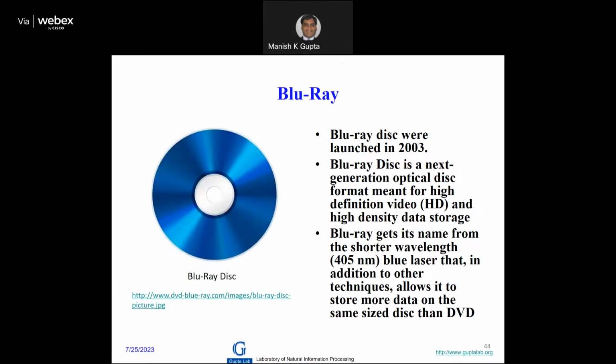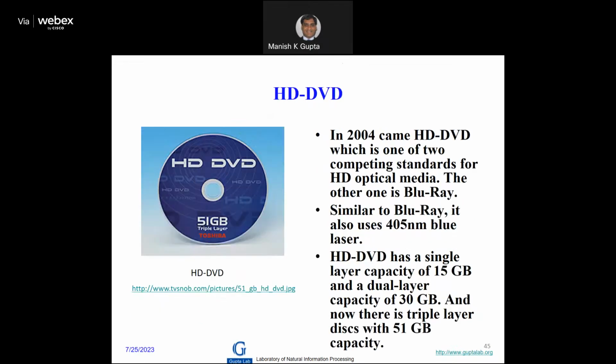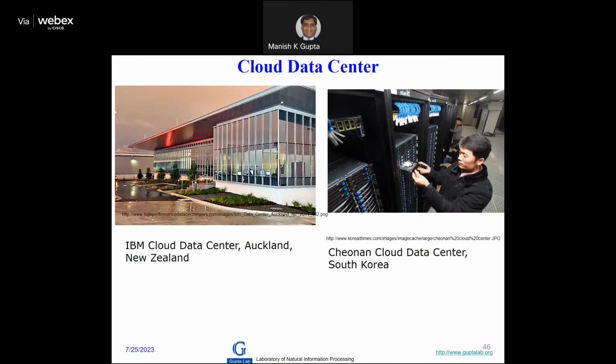Blu-ray disc, launched in 2003. HD DVD, high density, in 2004. So capacity around 15 GB to 30 GB and so on, up to 51 GB. And then, so these are the different developments. This is a cloud data center, IBM Cloud Data Center in Auckland, and this is in South Korea, right? So a lot of stacks of disks, connected, storing data.